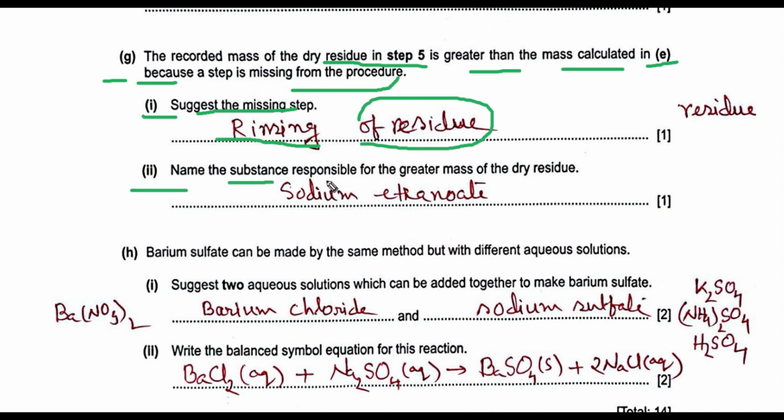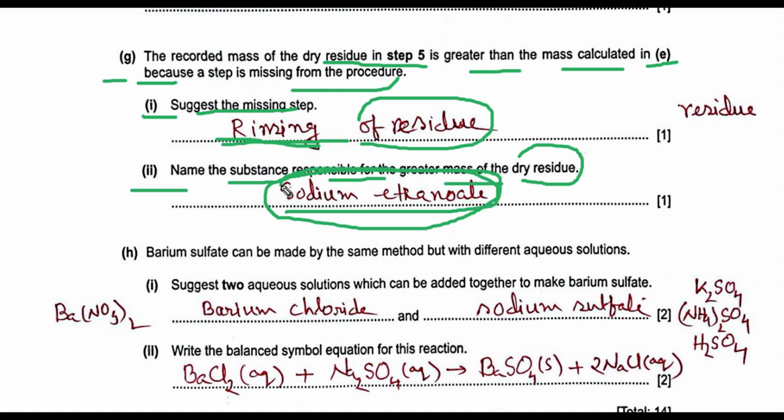Name the substance responsible for the greater mass of dry residue. So sodium ethanoate is present. As the residue is not rinsed, sodium ethanoate will be present. That's why the mass will be greater. H, barium sulfate can be made by the same method but with different aqueous solutions.